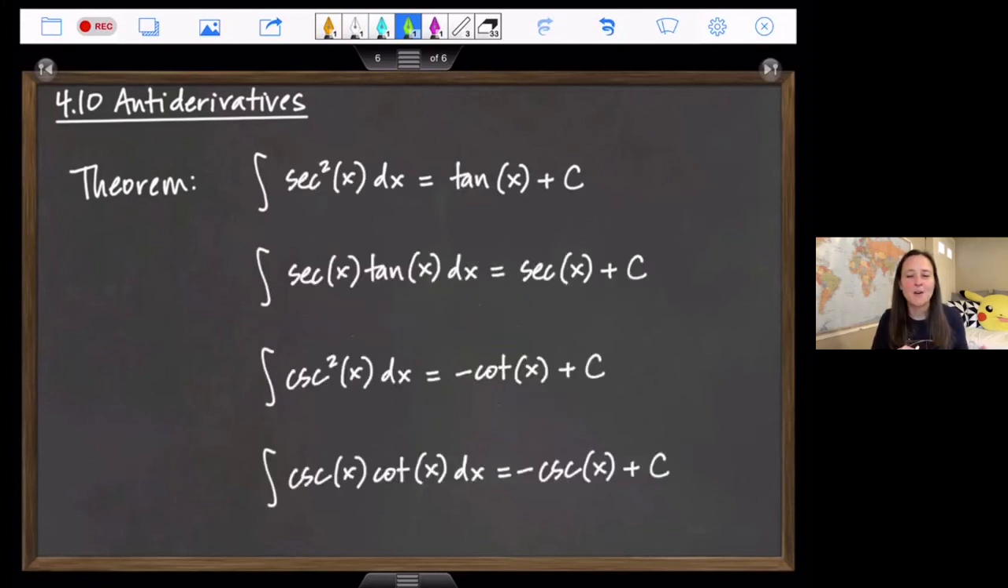Lastly, I have a pile of other trig antiderivatives. These are going to be the only ones that we can calculate for now before we learn some more sophisticated techniques. Basically, I've just taken the trig derivatives and rewritten them as integral rules. So because the derivative of tangent is equal to secant squared, the antiderivative of secant squared is equal to tangent, and so on down the line.